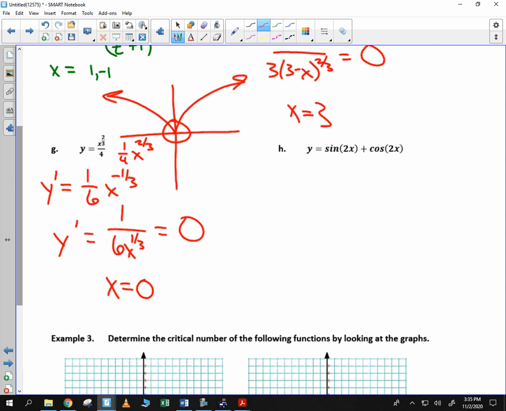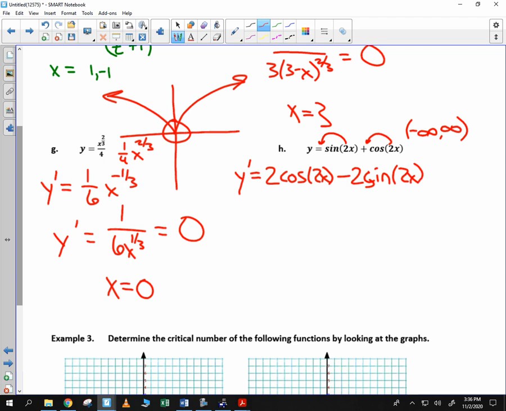Last one. Don't know what this graph looks like. We do know that the domain is all real numbers. Sine and cosine move on forever in the horizontal direction. y prime. We're going to try the derivative without using the boxes, folks. Derivative of the inside is 2, so 2 times cosine of 2x. And then 2, derivative of cosine is negative sine, so negative 2 sine of 2x.